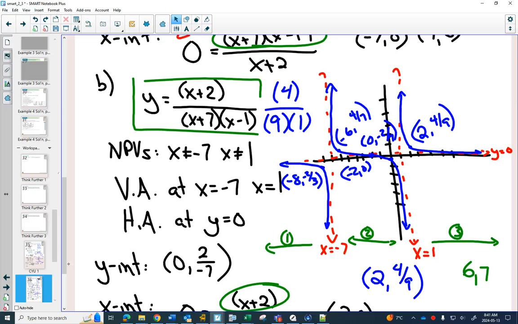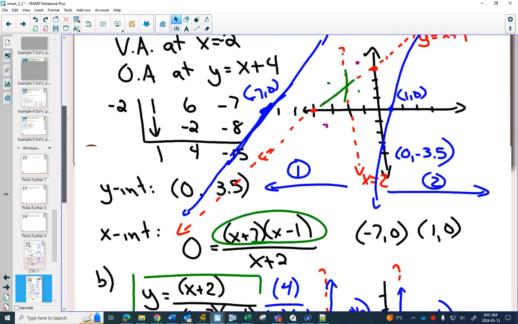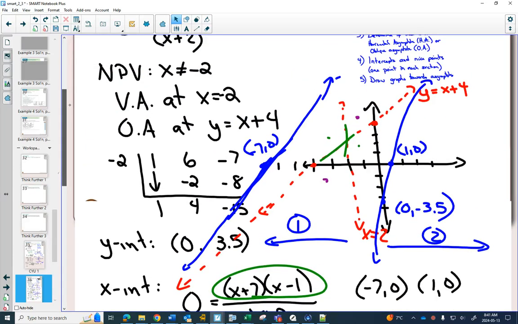This one, we had to do 3 nice points. Sometimes your x-intercepts and y-intercepts are enough. Like in the last example, you didn't have to find any extra points other than your x-intercepts and your y-intercepts. So it all depends on what your graph is looking like. And if you're unsure of something, you have to try another point.